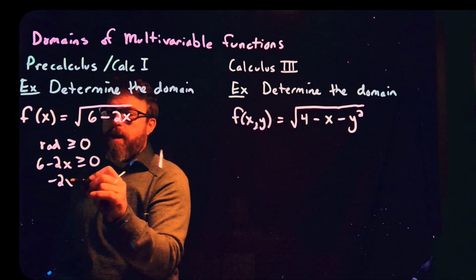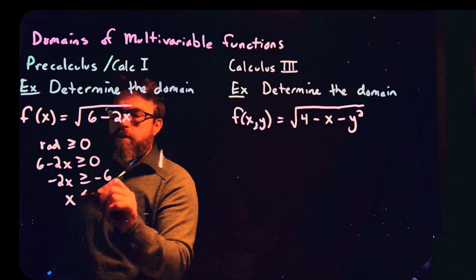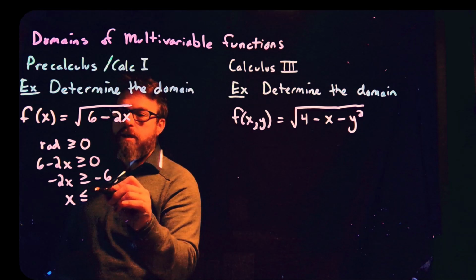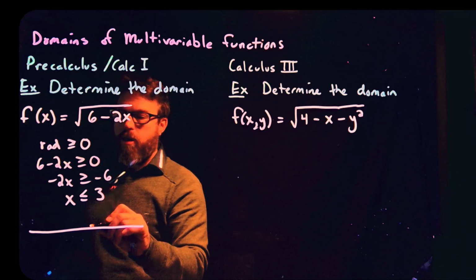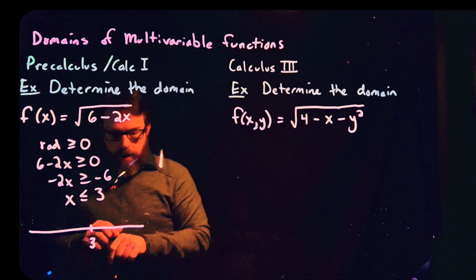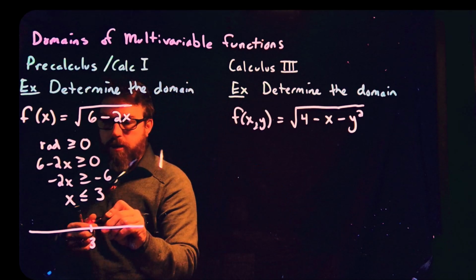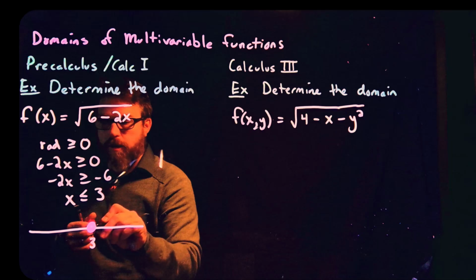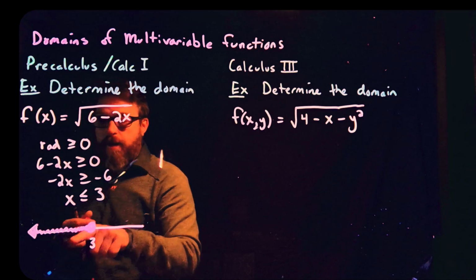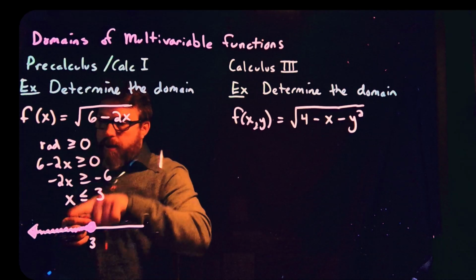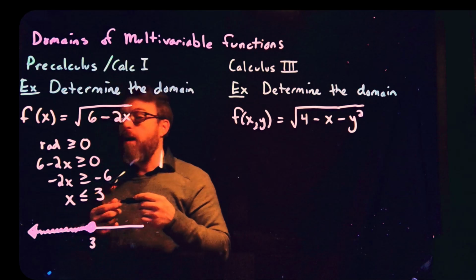So negative 2x is greater than or equal to -6. And then dividing everything by -2 is going to flip the sign. So this is going to be x less than or equal to 3. So again, on the x-axis, let's call this 3. What I know is the domain is going to consist of all values that are less than or equal to 3. So it's going to be a closed circle, and then it's going to be all these values. Again, it means that if I plug a number from this set into this function, it's going to spit out a real number.